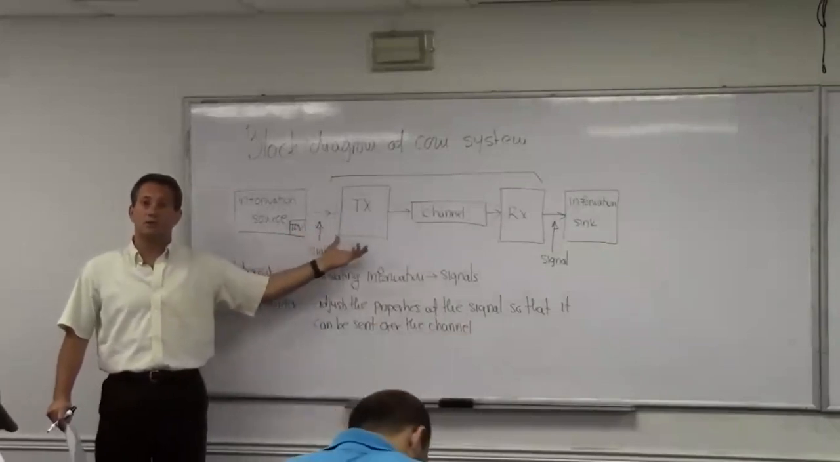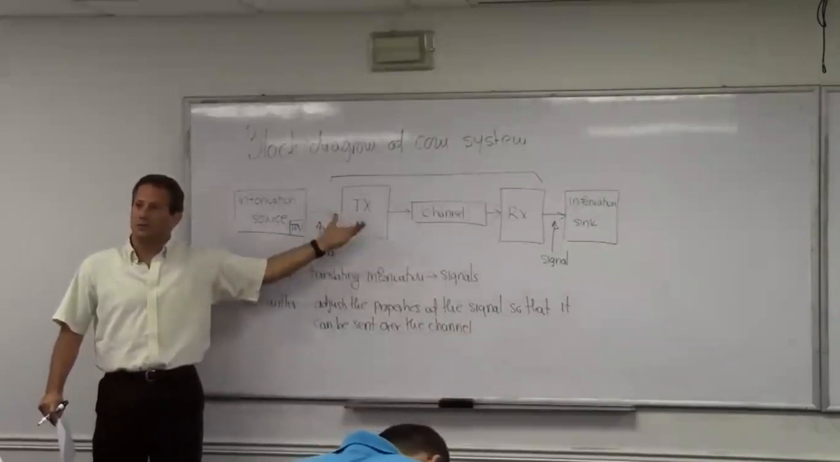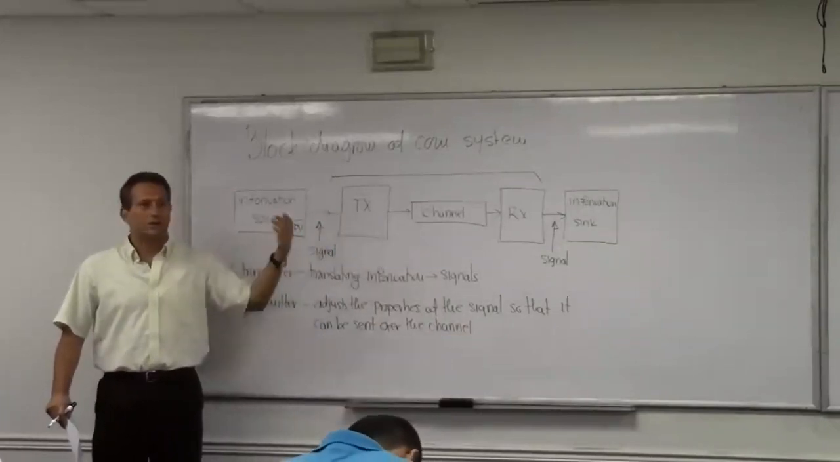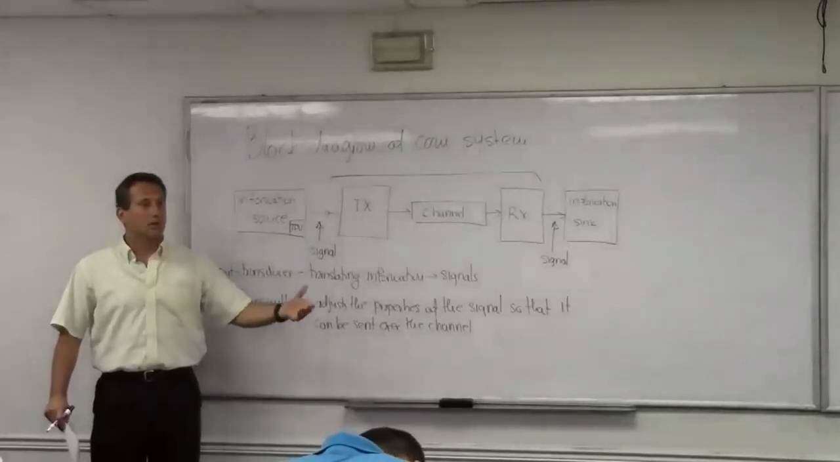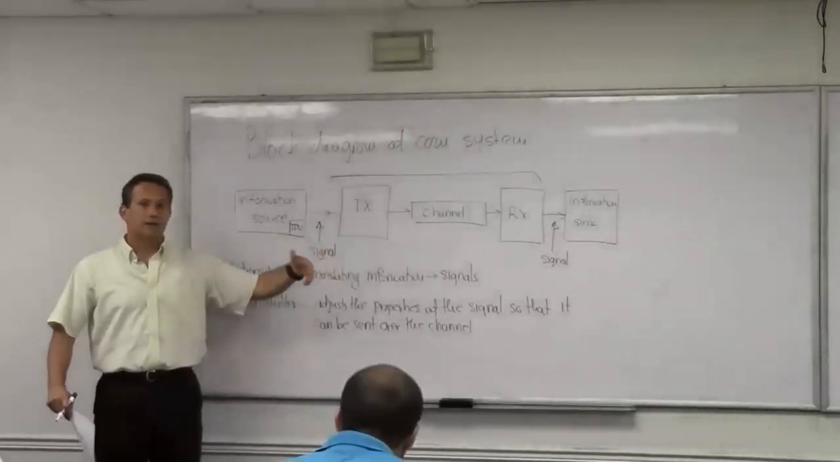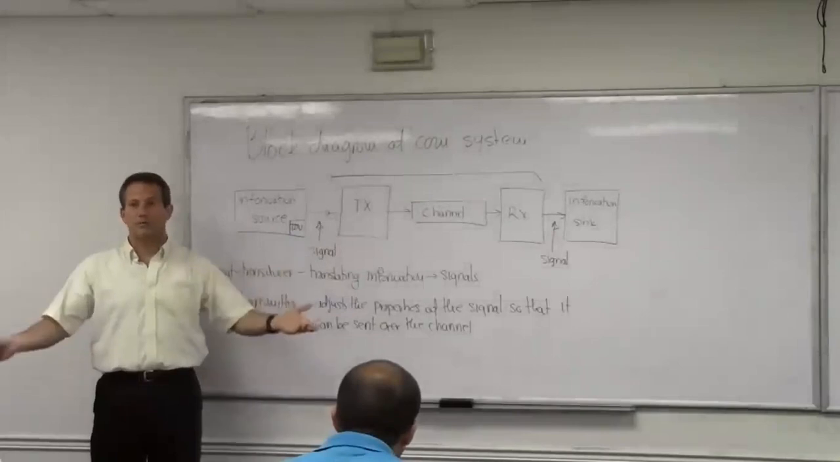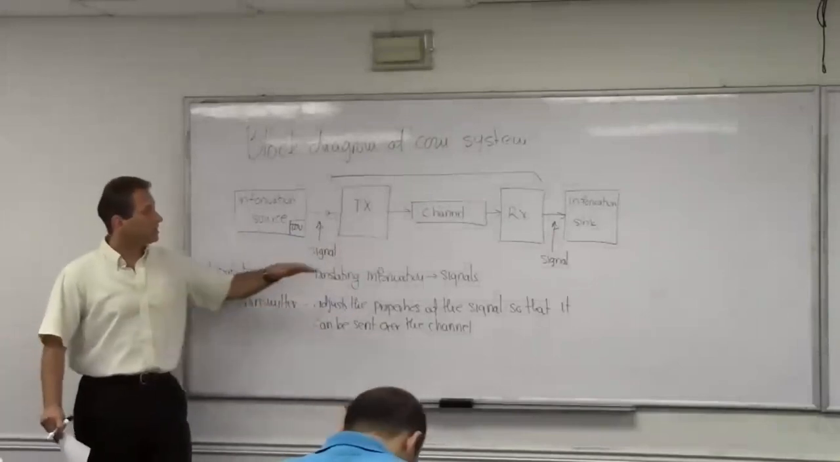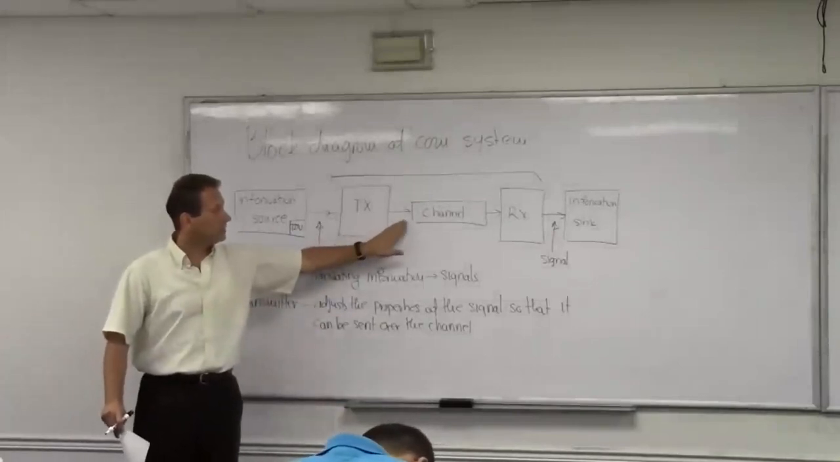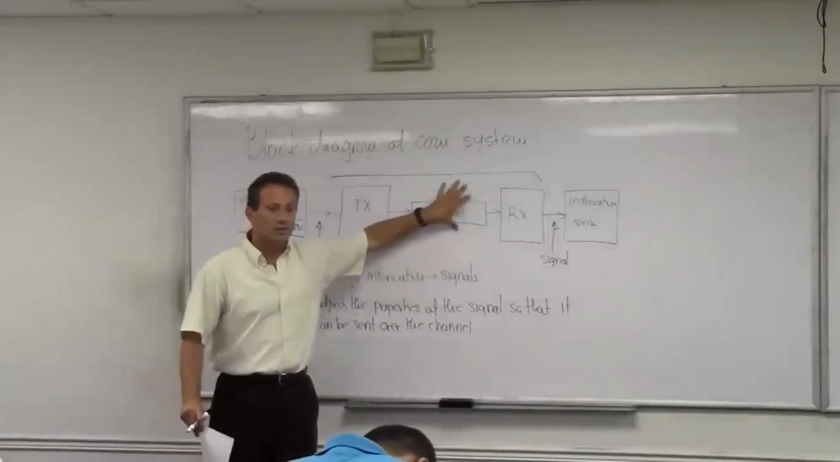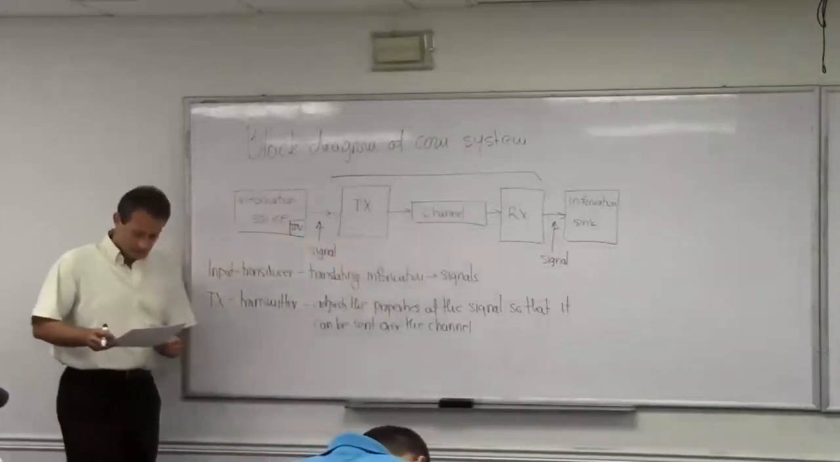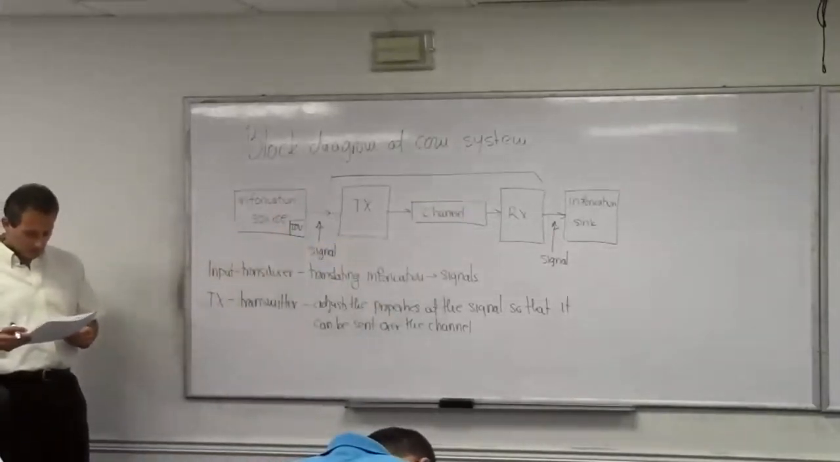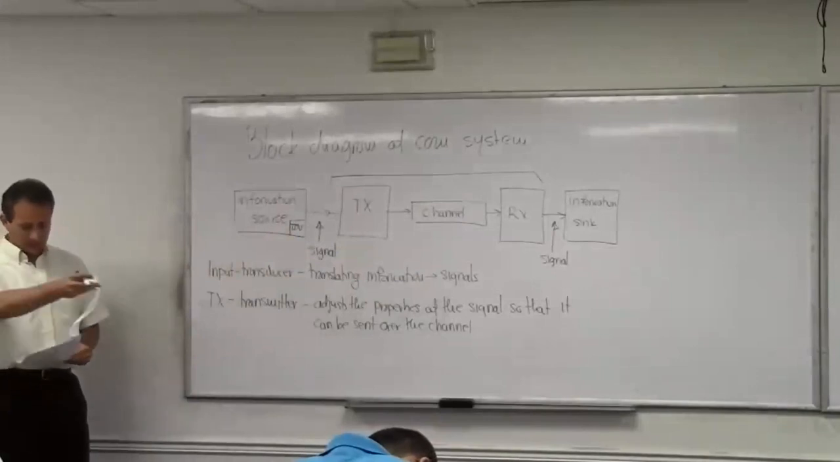I mean, this is a digital communication system. Transmitter will digitize your signal, perform the error control coding. It will modulate the carrier, upconvert, amplify, do a whole bunch of things to adjust the properties of what is being sent here, so that it can actually go through the channel itself.